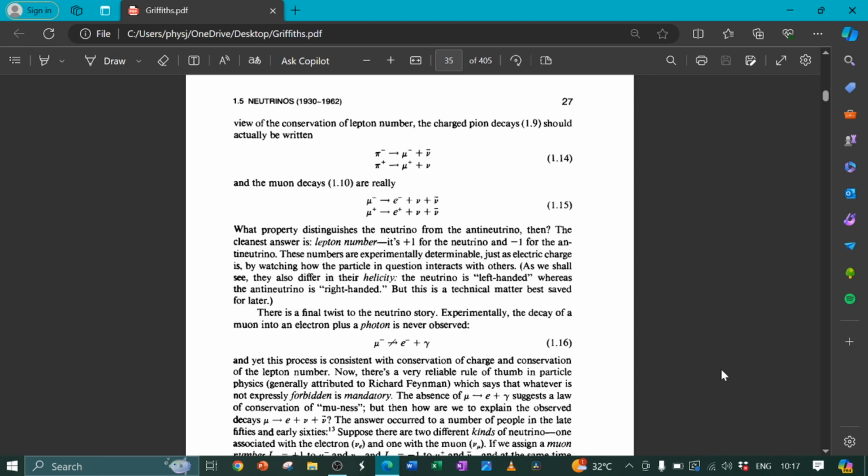There is a final twist to the neutrino story. Experimentally, the decay of a muon into an electron plus a photon is never observed. Muon does not go to electron plus photon, and yet this process is consistent with conservation of charge and conservation of lepton number. Now there is a very reliable rule of thumb in particle physics, generally attributed to Richard Feynman, which says that whatever is not expressly forbidden is mandatory.